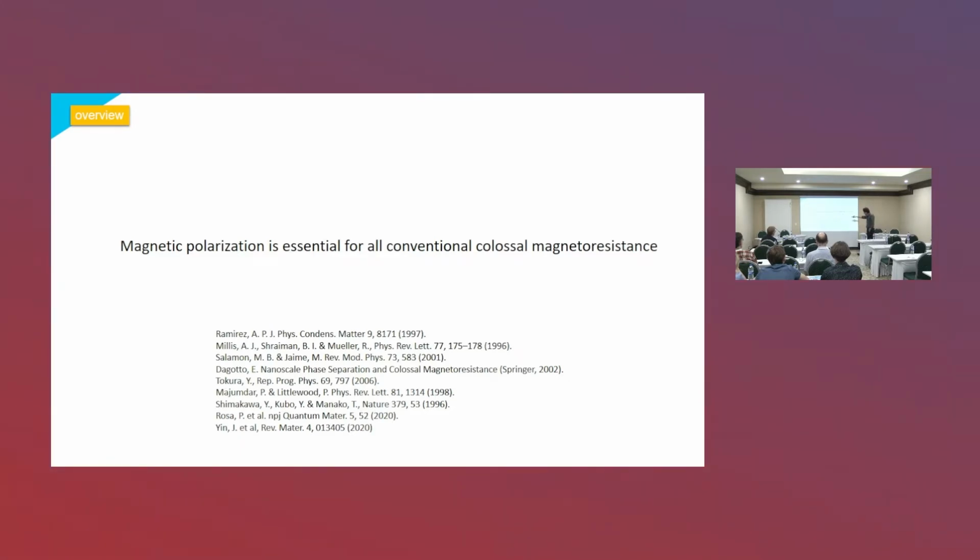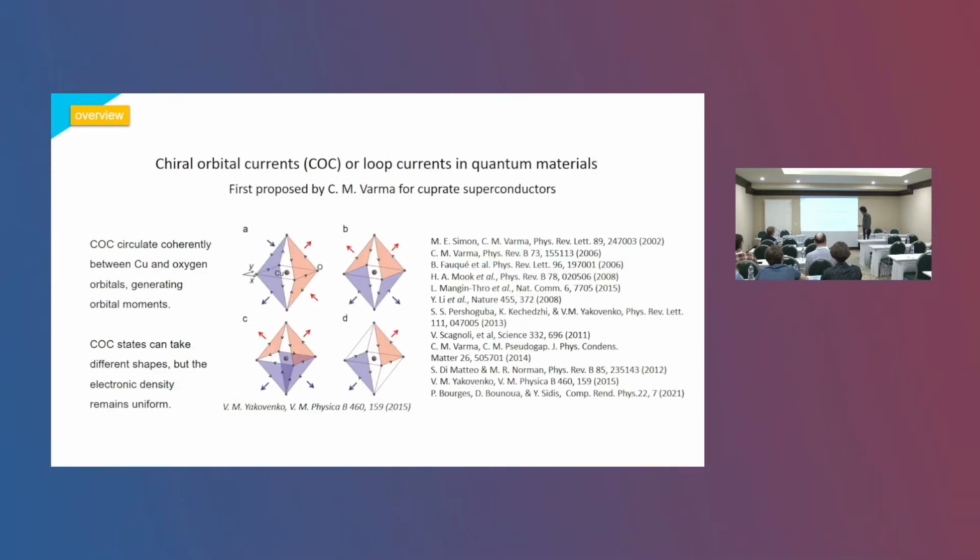These are a few references that I listed here. This is actually a large topic, and there are lots of papers talking about this. But in all these classical magnetoresistance materials, polarization is something that we have to have in order to achieve the magnetoresistance. So in today's talk I want to emphasize that we see colossal magnetoresistance, actually a 7-order of magnitude drop in resistivity, without magnetic polarization. So that makes the material in question special.